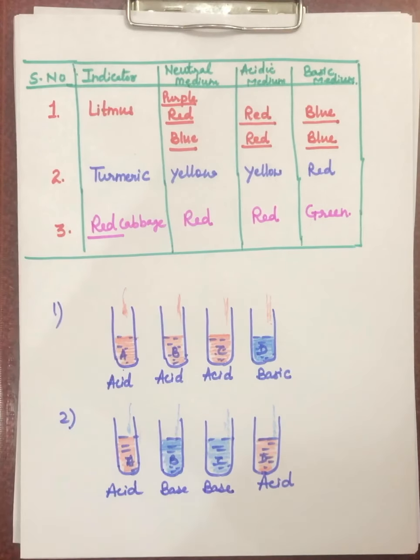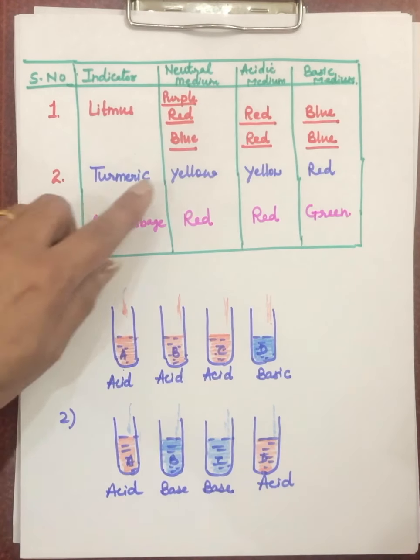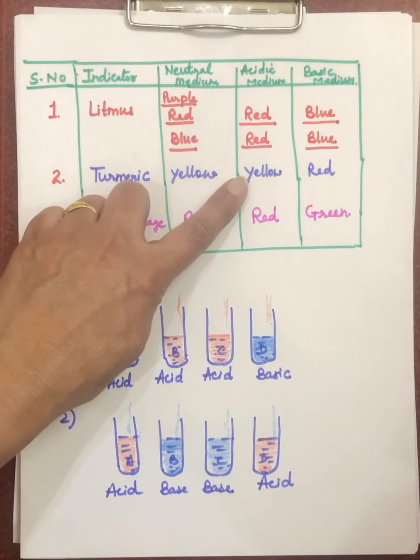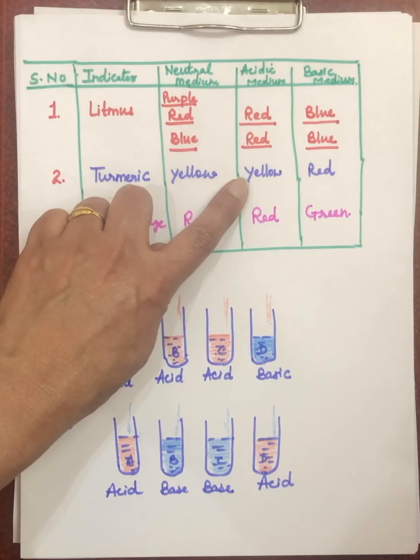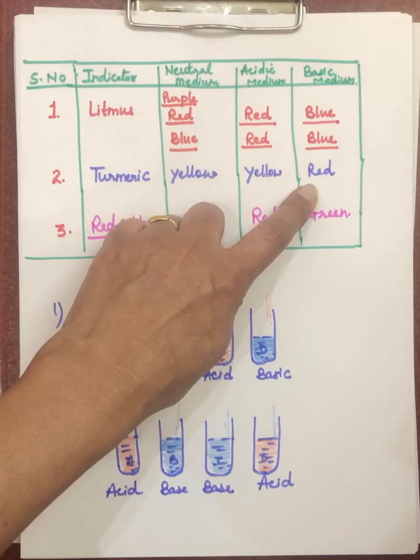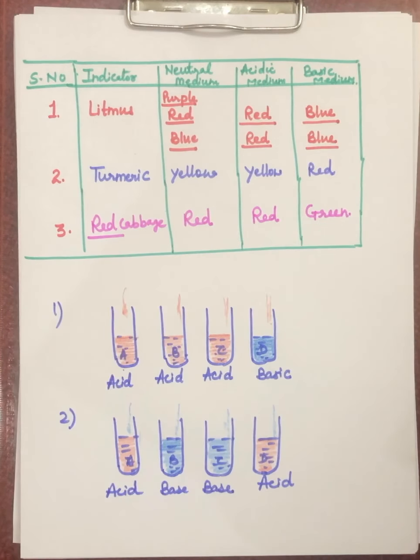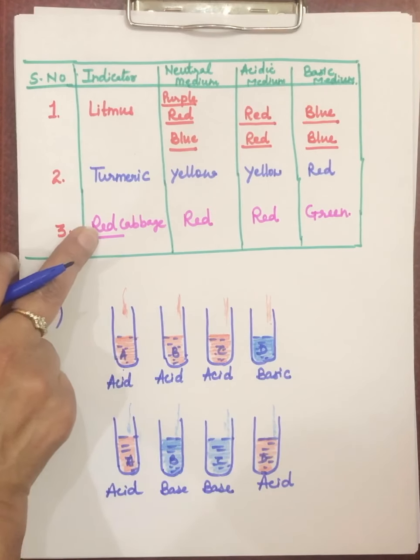And turmeric and red cabbage, these also we can test like this only. If the color of the turmeric remains yellow only, you are taking the yellow solution and it remains yellow only, that is acid. And if that changes to red, that solution is a base. Similarly, red cabbage we can use.